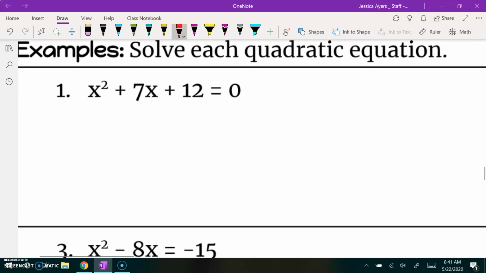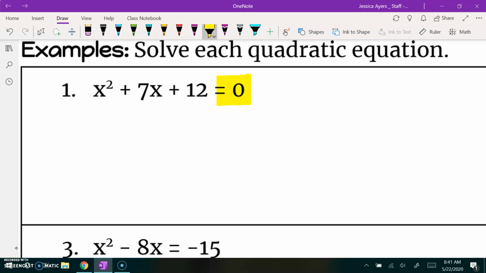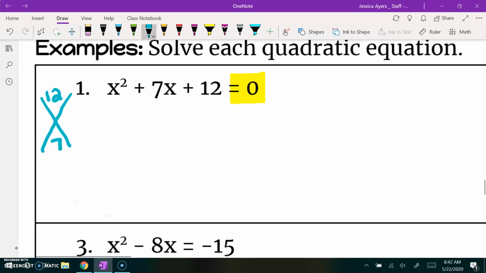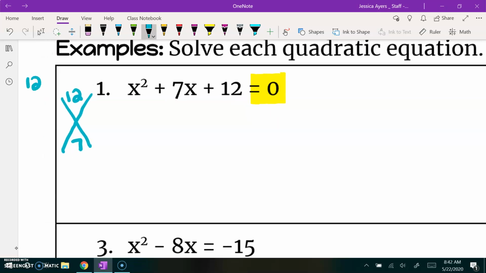So let's look at number 1. We see first that it is already equal to 0. Great. So now we can just go through and factor the left-hand side. We see that we have a 12 and a 7, so I'm just going to make my little X puzzle over here. I'm going to put my 12 on the top and my 7 on the bottom. And I'm going to think, all right, what are my factors of 12 that will add to 7? If you need a list, make a list. You have 1 and 12, 2 and 6, and 3 and 4. And in that list, I see that 3 and 4 will add to 7.